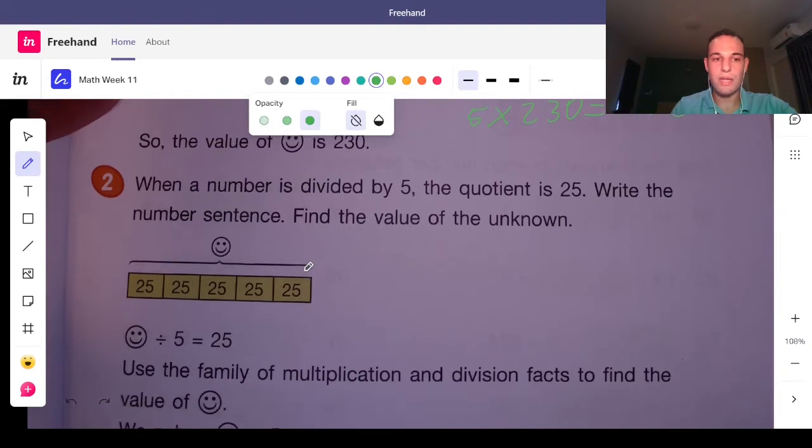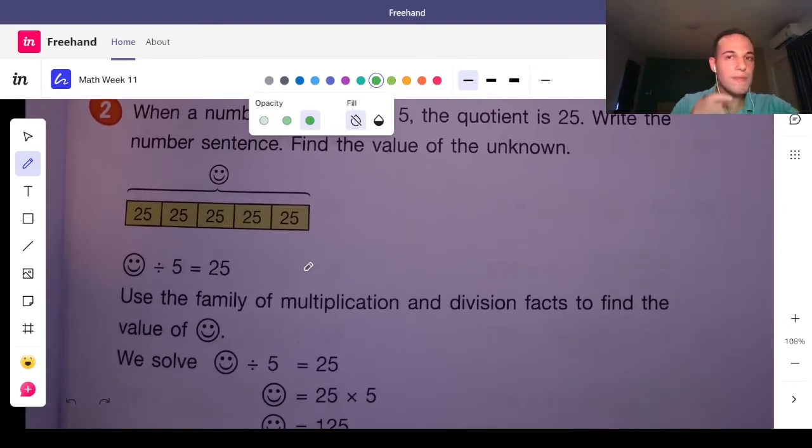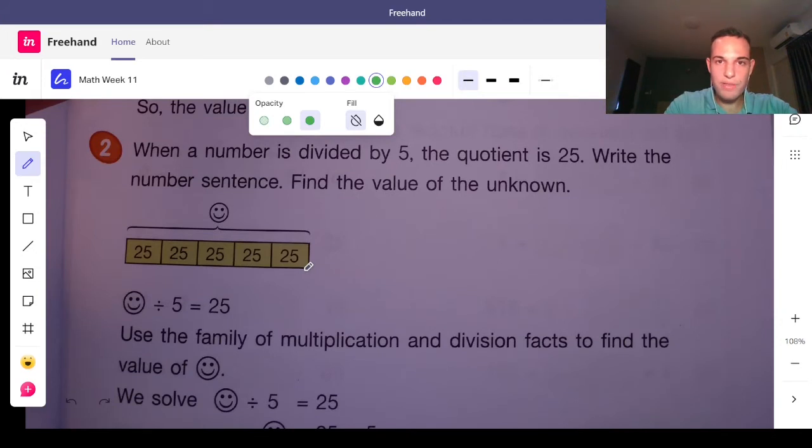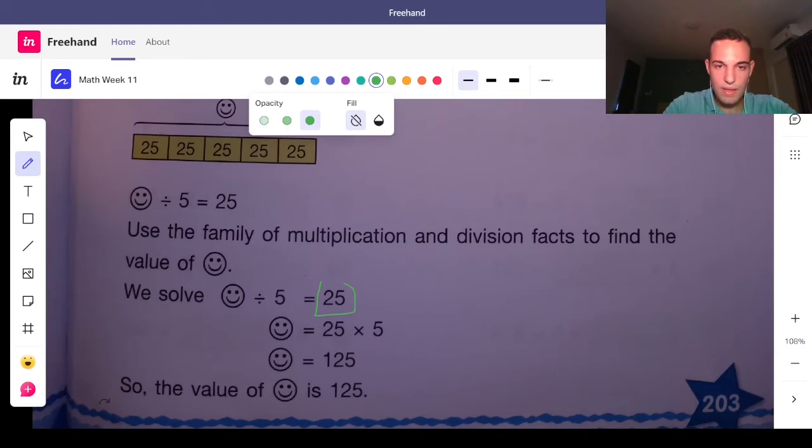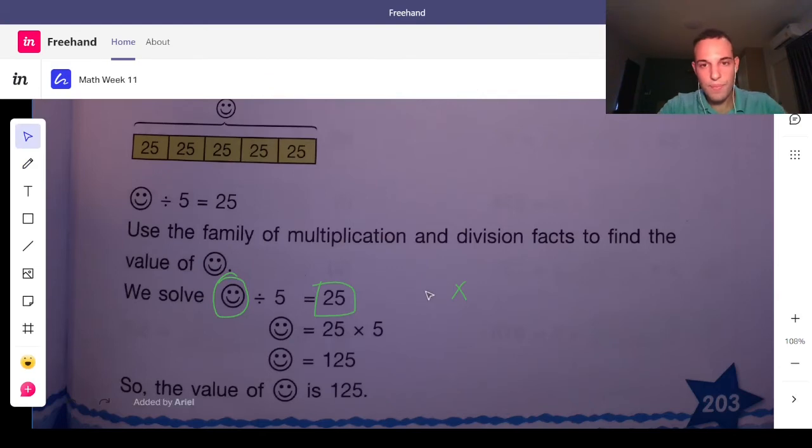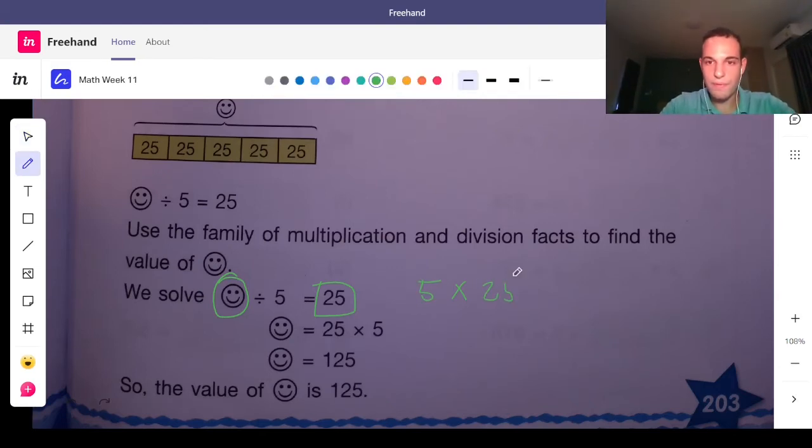Now let's take a look at another one. So we have a number is divided by 5, and the quotient is 25. So the answer is 25, and we want to find this problem. So what we need to do is multiply 5 times 25. But let's write it out like this. 25 times 5. 5 times 5 is 25.